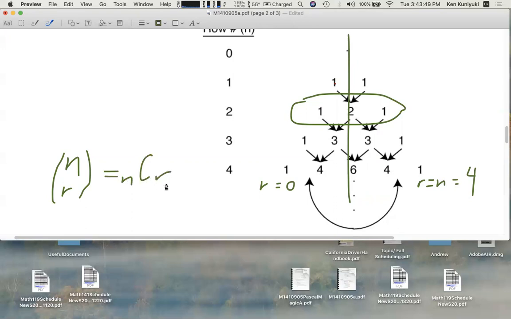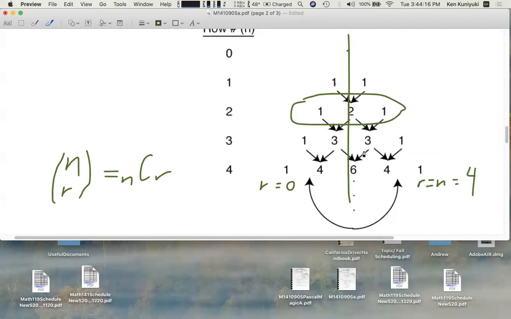So 52C5 is going to be way down there, the 2.6 million or so. That's going to be way down there in row number 52, the 53rd row in the triangle. And in r equals 5, that's in the 6th position, because you start with r equals 0. R equals 5, that's going to be in the 6th position from the left. And that's going to be the 2.6 million or so, the number of ways to get 5 cards out of 52.